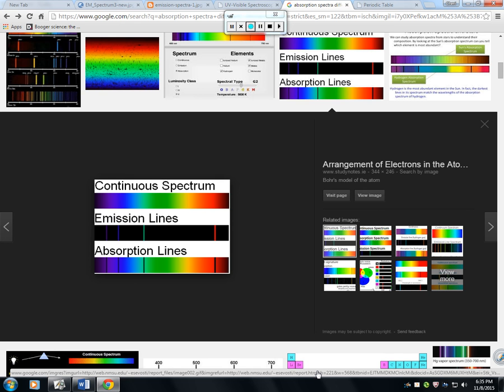Now if you notice, look at the emission lines and then look at the absorption lines. Do you see how they're almost negatives of each other? Right? And so the absorption lines are what they look at when they look through a telescope, and they can tell what is in a star. This is a really cool thing.